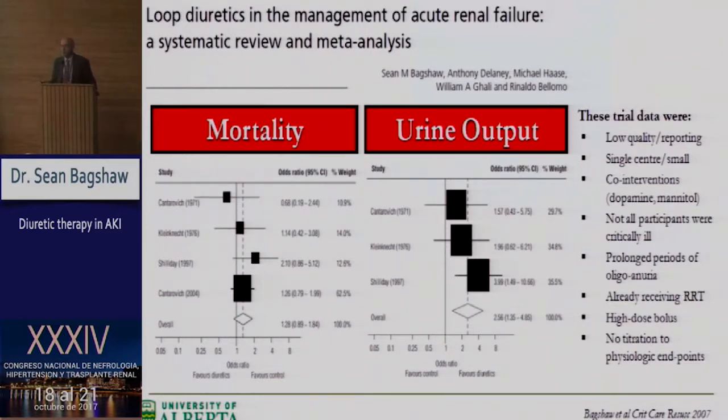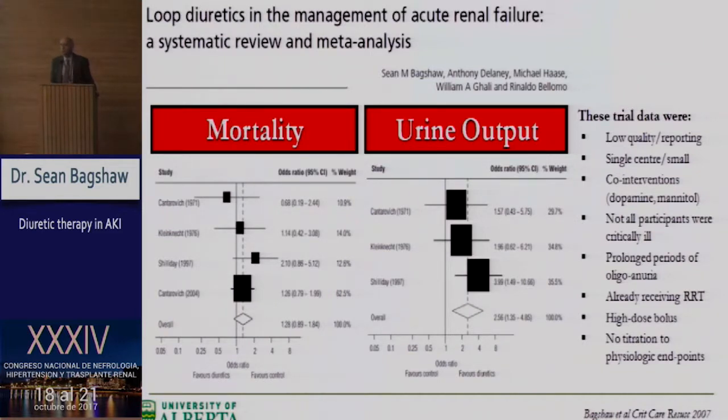Basically, most of the studies were low quality and inadequately reported, often single center, often confounded by co-intervention. So many of these studies also continued to use around-the-clock mannitol, dobutamine, other things like this that might augment kidney function, but we've since learned probably has no role in the management of acute kidney injury. Not all the participants were critically ill. There were prolonged periods of oligoanuria where they were getting exposure to high-dose diuretic therapy, which probably lacks therapeutic efficacy.